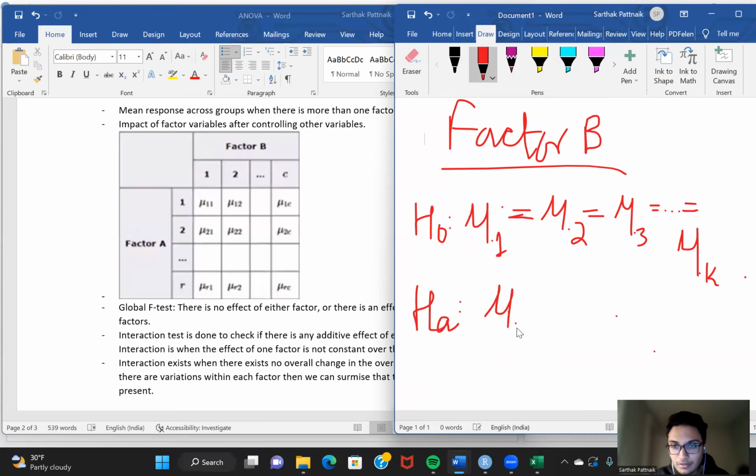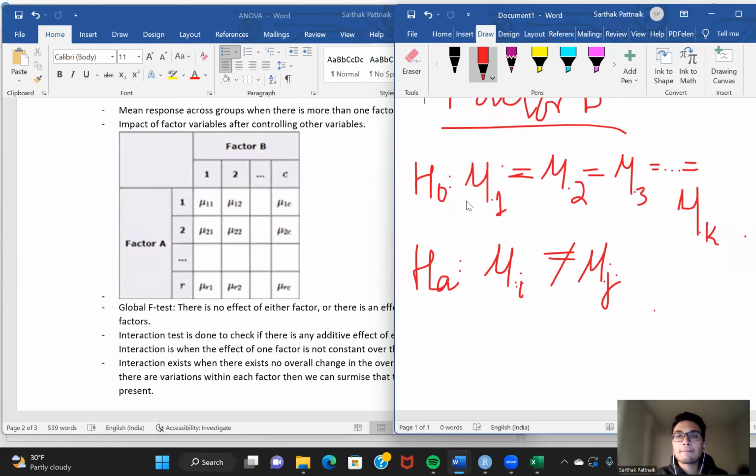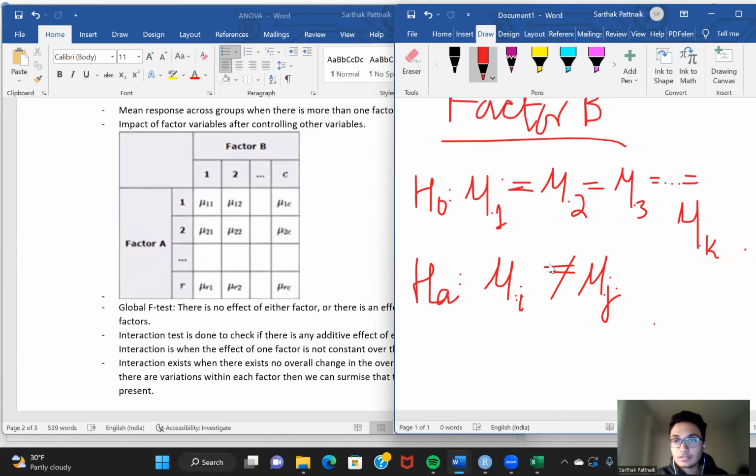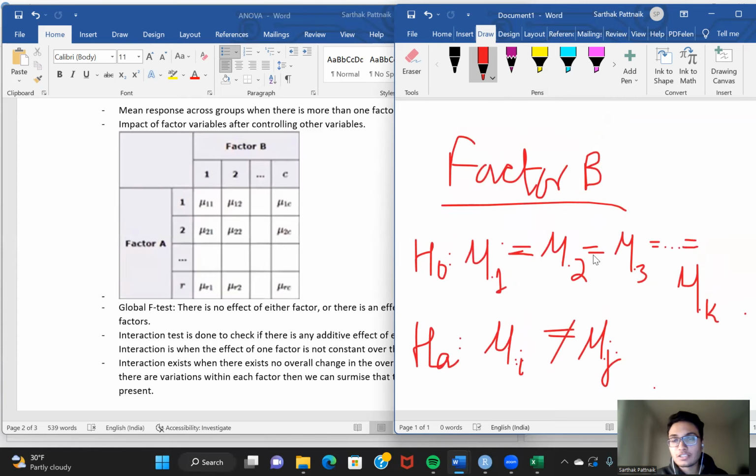Alternate hypothesis will be mu of dot I is not equal to mu of dot j. So this is my null and alternative hypothesis for trying to test the impact of factor B.